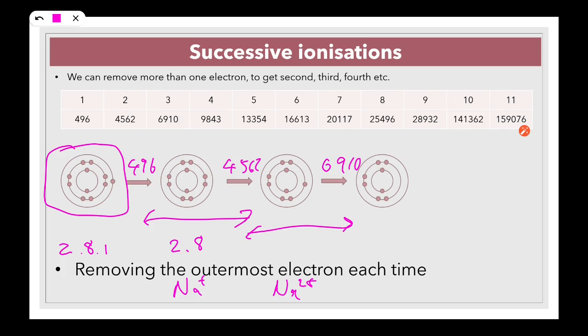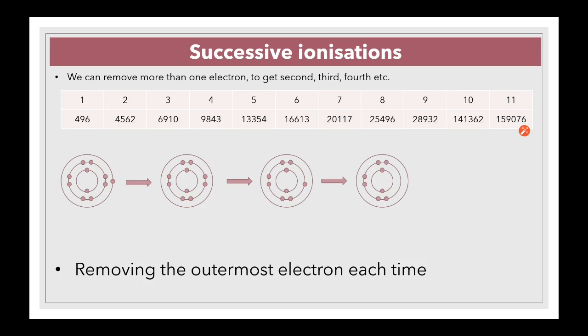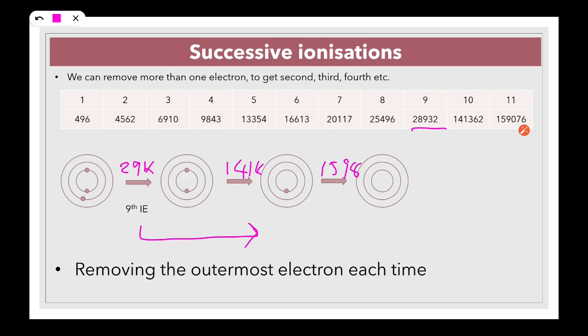So this is for the first few of sodium, and I've also got the last few on this page here. Down here I've got the 9th ionisation energy, so you can see from up here, I'm going to call this 29K, next one 141K, next one 159K. So we see here a big jump as we go from the 9th ionisation energy to the 10th ionisation energy. So what we've got to look at is each time we're removing the outermost electron.